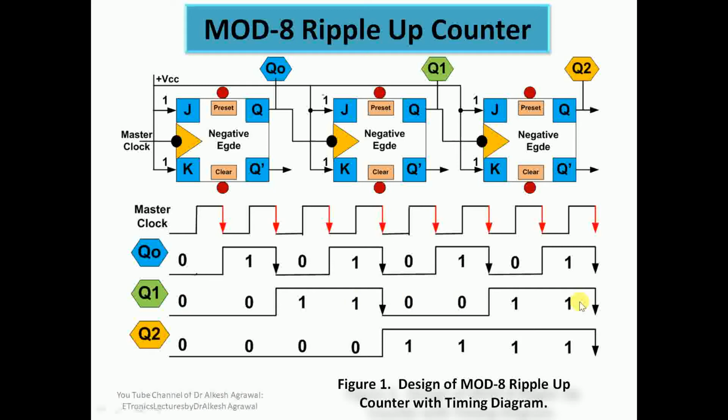Similarly, Q1 output acts as a clock pulse to trigger Q2. So Q2 initially remains at 0 state until the negative edge of Q1 is encountered. So at the negative edge of Q1, Q2 toggles from 0 to 1 state. And so we have this count state as all zeros, and 001, 010, 011, 100, 101, 110, 111, back to 000. So we can see that it's a mod 8 ripple up counter.